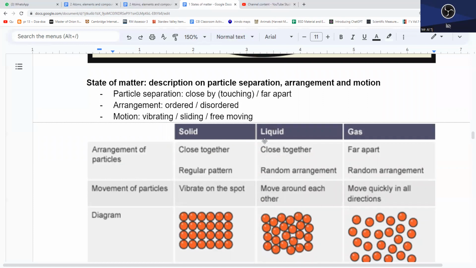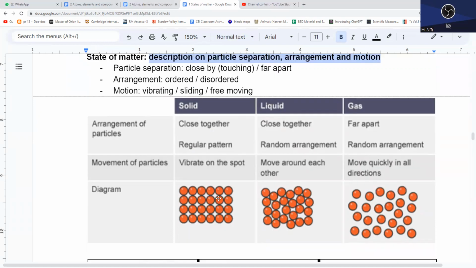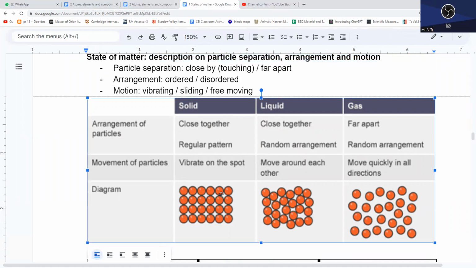Those are the representations of the 3 states of matter. Now, after getting the idea of their arrangement, we can get the description of separation, arrangement, and motion. The particles of the solid are close together in a regular pattern. They stay along with their neighbors, and you will see there is a pattern. Not all of them are like a rectangle, there are other patterns available, but there will be a pattern in solids.